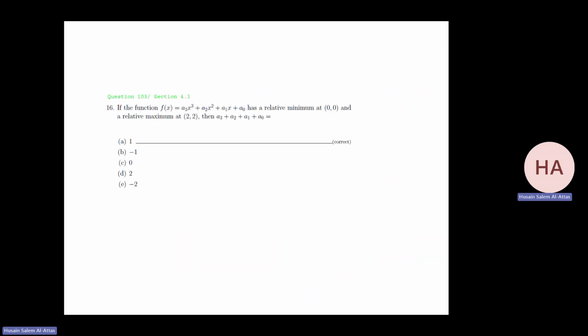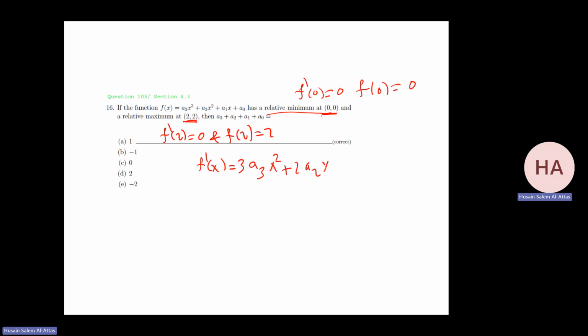If the function has a relative minimum at (0, 0), it means f prime at 0 equals 0 and f at 0 equals 0. And they have a relative maximum, so f prime at 2 equals 0 and f at 2 equals 2. I have 4 equations, 4 unknowns. We can work it out. So what is f prime? 3a3 x squared plus 2a2 x plus a1.